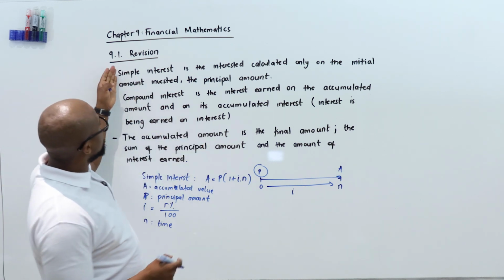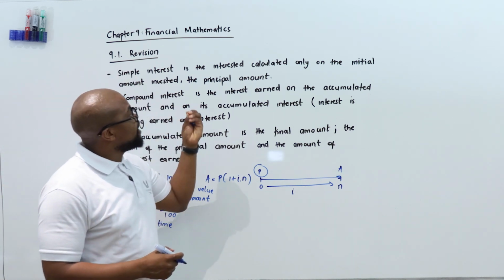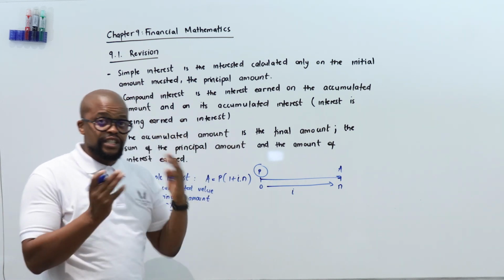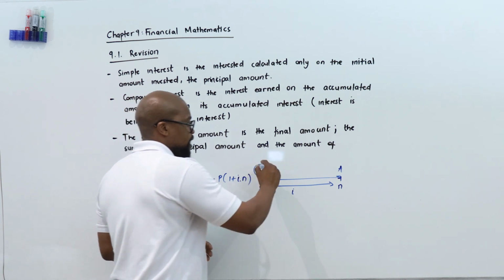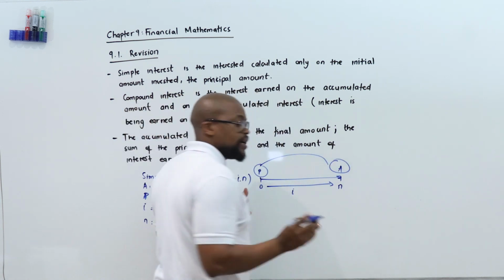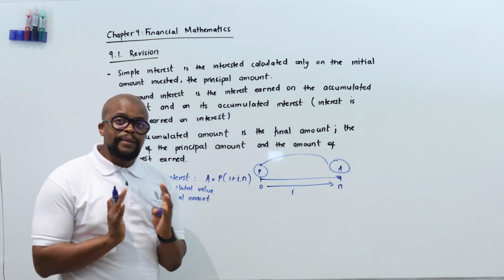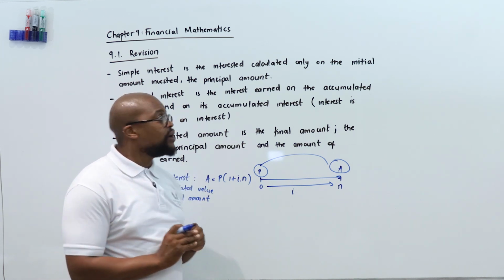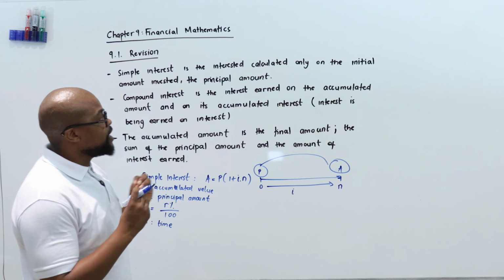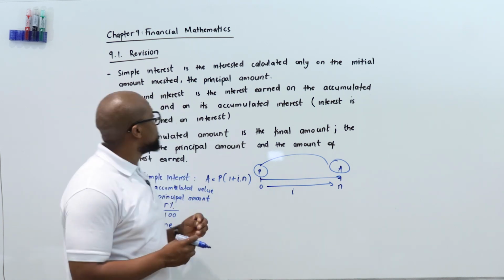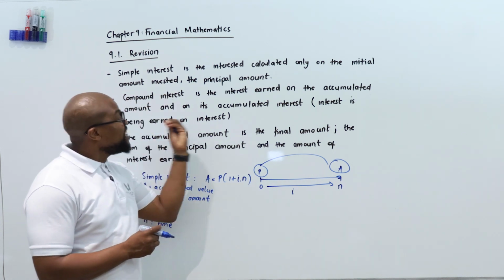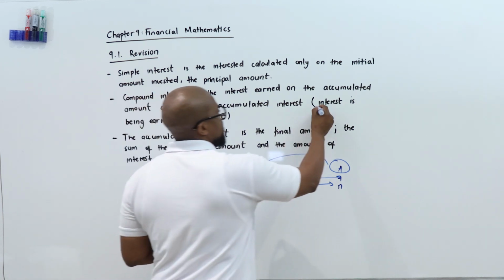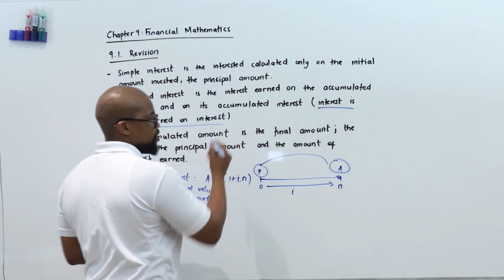So if you look at the definition, simple interest is calculated only on the initial amount invested, which is just the principal amount. So it's calculated on the principal amount and nothing else. That is the fundamental difference between simple interest and compound interest, which is what we are about to discuss right now. So with regards to compound interest, interest is earned on the accumulated amount and on its accumulated interest. So in a nutshell, what we're saying is that interest is earned on interest.